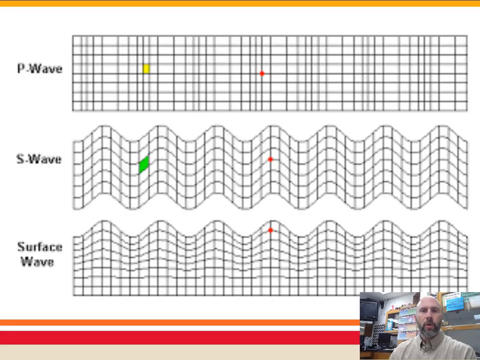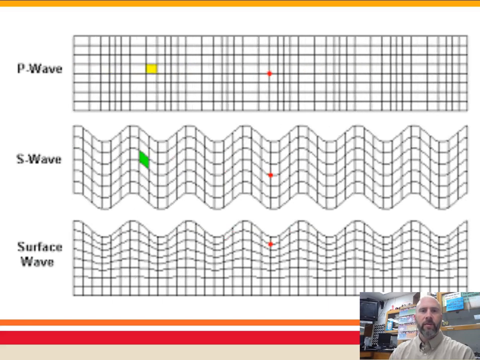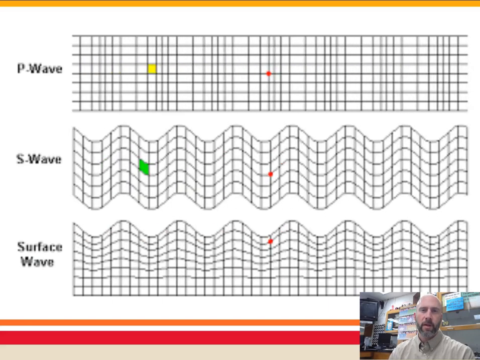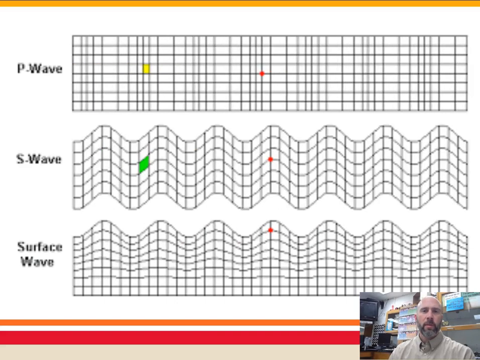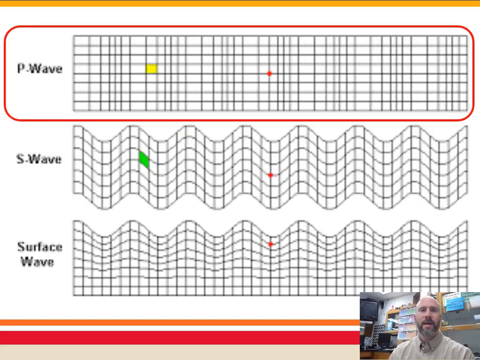Today we're going to talk about Earth's interior. To do that, we have to look at some background info on waves, some of which you probably already know. But in geology, in this class, we're going to talk about P waves and S waves. First we're going to focus on the P waves.